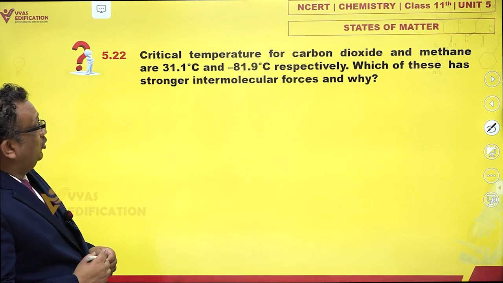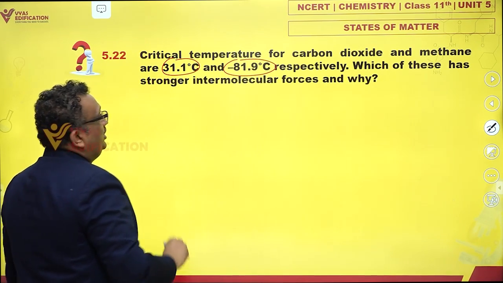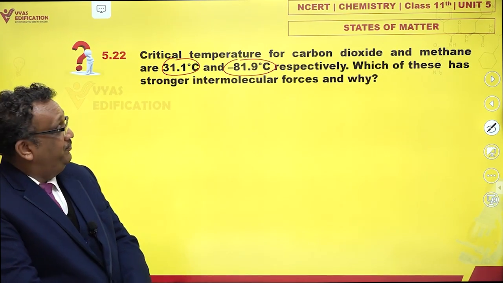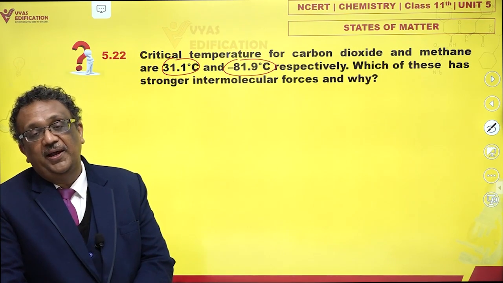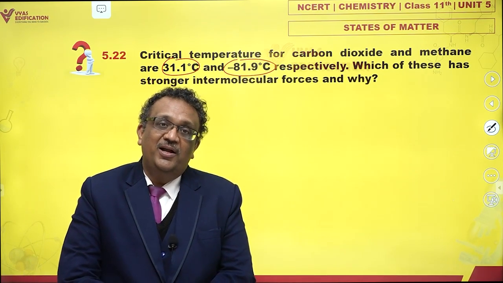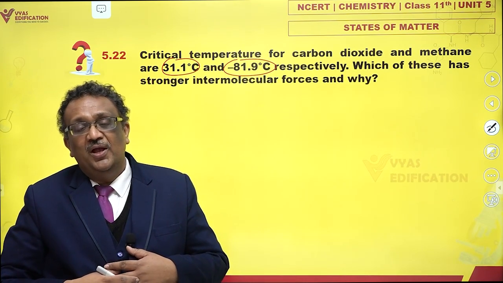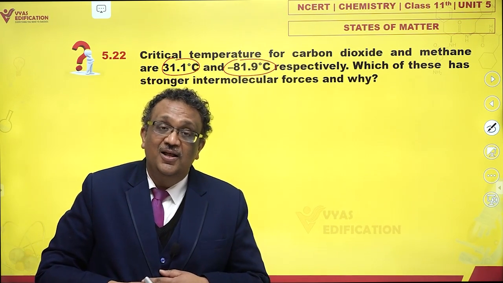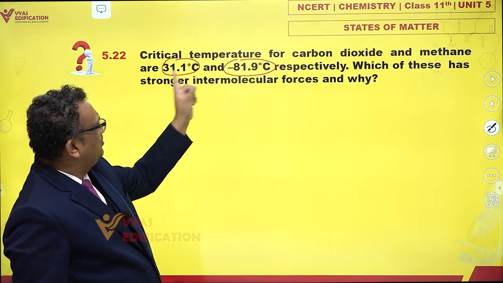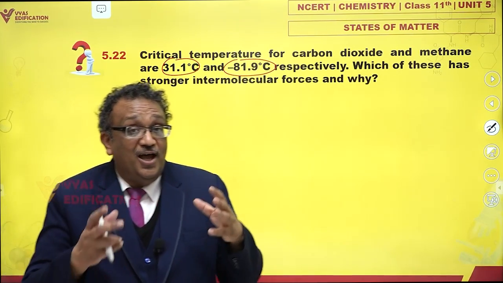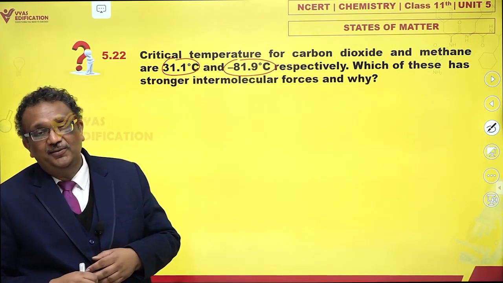Critical temperatures for CO2 and methane are 31.1 degrees Celsius and minus 81.9 degrees Celsius respectively. Which of these has stronger intermolecular forces and why? Critical temperature, my dear, depends upon the intermolecular forces of attraction. Higher the intermolecular forces of attraction, higher is the critical temperature. And since the critical temperature of carbon dioxide is much more than methane, it means that carbon dioxide has much higher intermolecular forces as compared to methane.